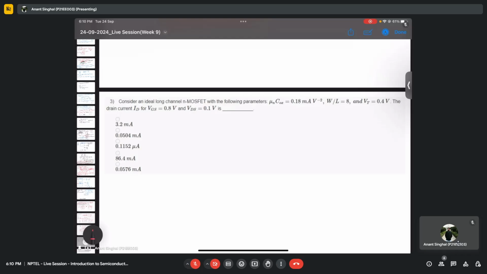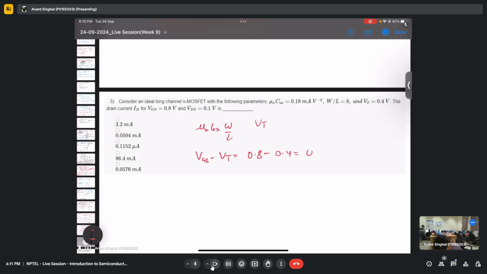B is the answer, sir. 0.0502. Okay, so what I think is option B. So let's try it out. We have an N MOSFET, mu n Cox is given, W by L is given, Vt is given. First of all, VGS minus Vt is 0.8 minus 0.4, which is 0.4, and VDS is 0.1. So it is in linear.